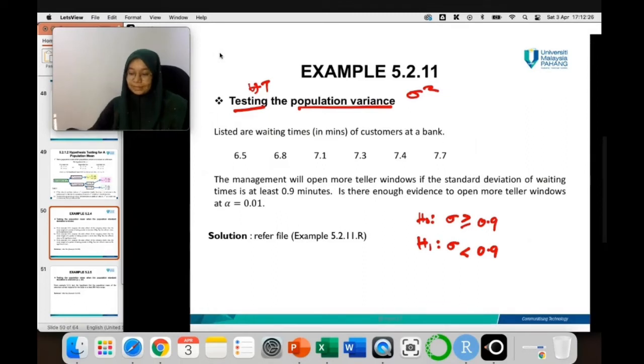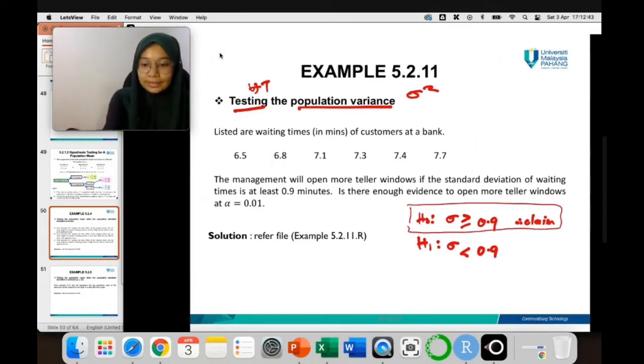Okay. The management will open more teller windows if the standard deviation of waiting time is at least 0.9. So kat sini claim dia. Okay. Kalau you terima claim you ni, maksudnya dia kena open more teller windows. So now test.